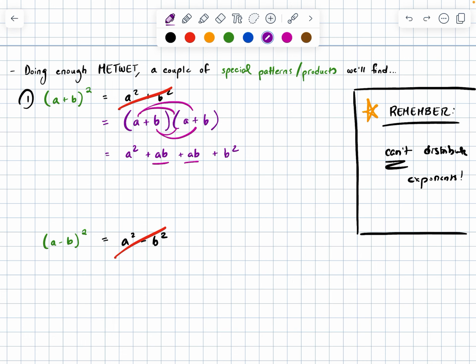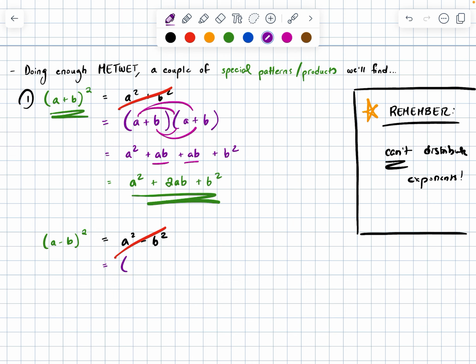ab plus ab, so I've got a squared. Actually, let me write this in green. Here's our final product. This is a squared plus, combining my like terms, 2ab plus b squared. So this is the same as a plus b quantity squared. We've just proven it using METWET.